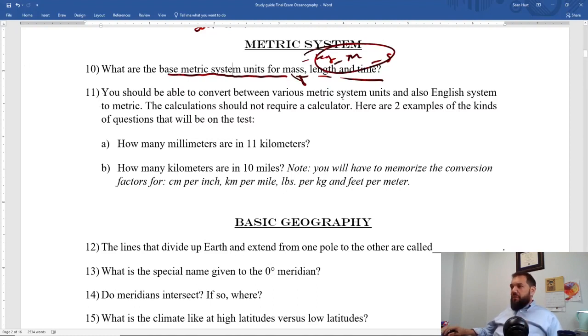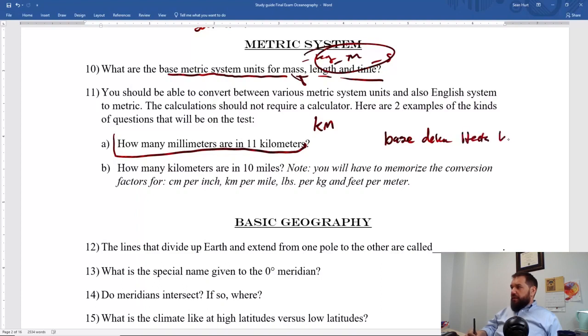You should be able to convert between various metric system units. So remember, when you're converting metric to metric, it's easy because you're just moving the decimal point. All right, you could have a question like this. Not exactly like it, but numbers will probably be different. The units might even be different, but this would be something like this, okay? How many millimeters are in 11 kilometers? So we start off with kilometers, okay? Now remember that the way this works is we have our base unit, and we can scale the base unit up by tens. So we can go deca, hecta, and kilo, for instance.